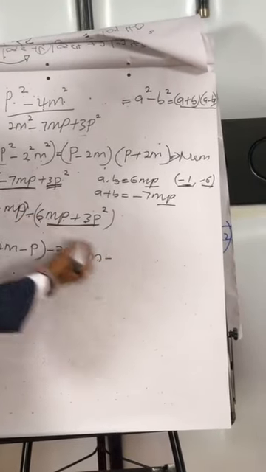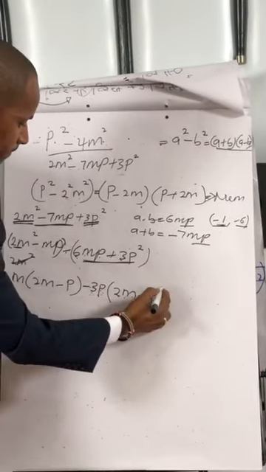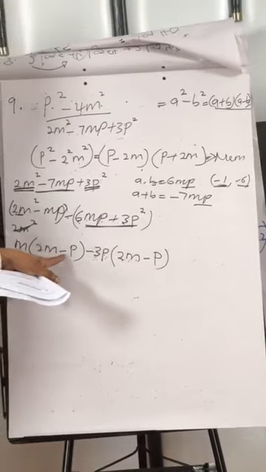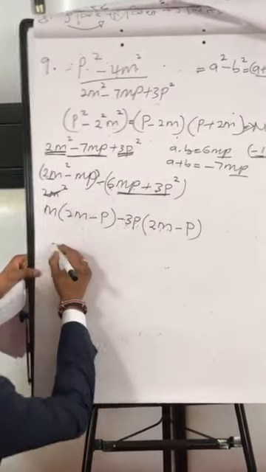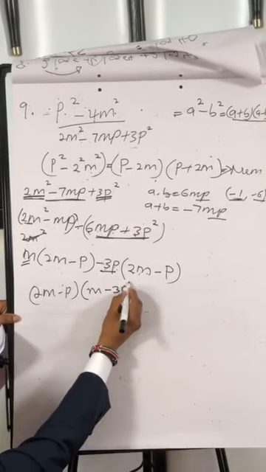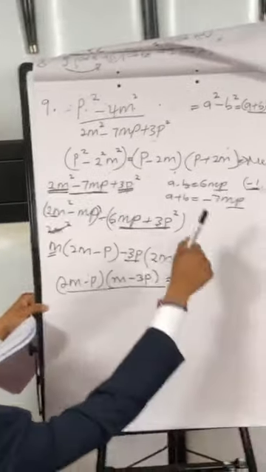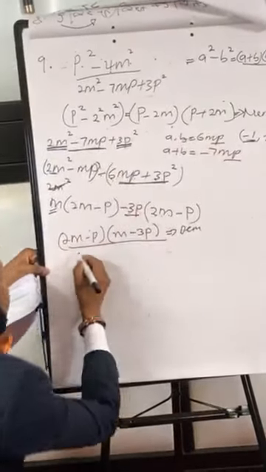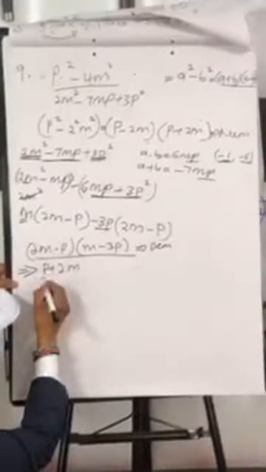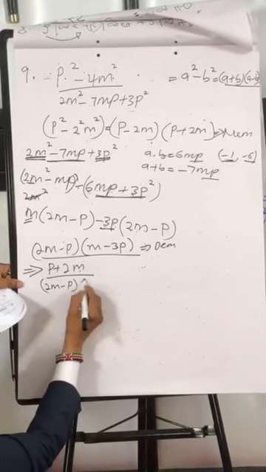Minus times plus is minus. 3p goes into 3p squared how many times? p times. Therefore, as you can see in our brackets, we have 2m minus p, again 2m minus p. So you connect them together: 2m minus p into m minus 3p. This is the denominator. Remember our numerator is p plus 2m, divided by our denominator 2m minus p into m minus 3p.